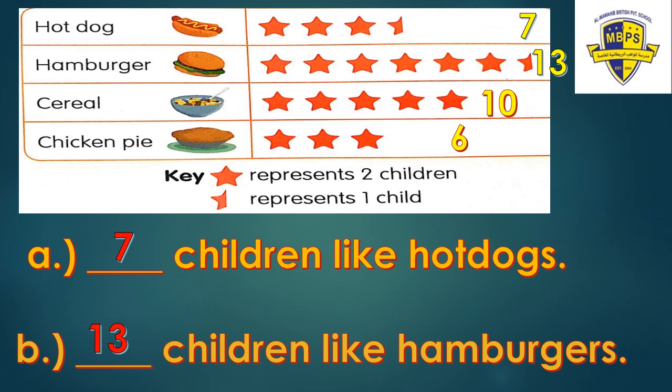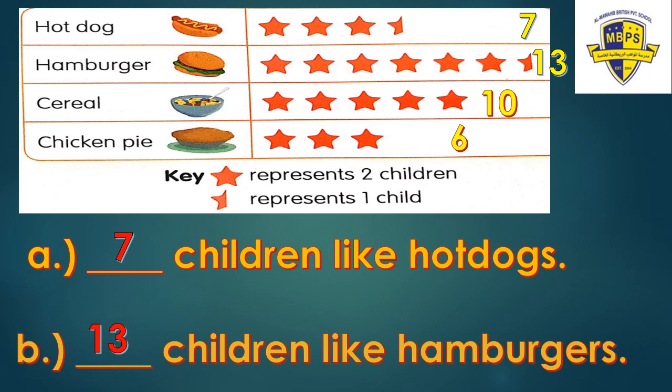Next, let's go to cereal. Now we don't have half star here. All are whole stars. How many whole stars we have for cereals? Count. 1, 2, 3, 4, 5. And 1 whole star is equal to 2 children. So let's start counting. Keep your finger on the stars. 2, 4, 6, 8, 10. Very good. So 10 children like to eat cereals.